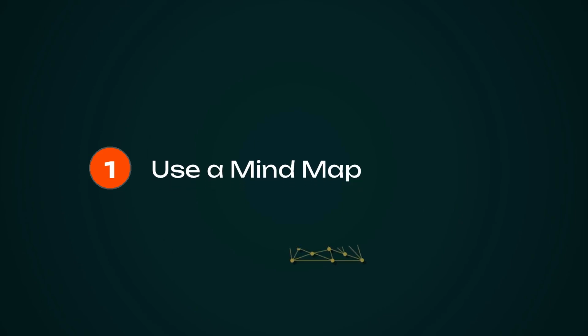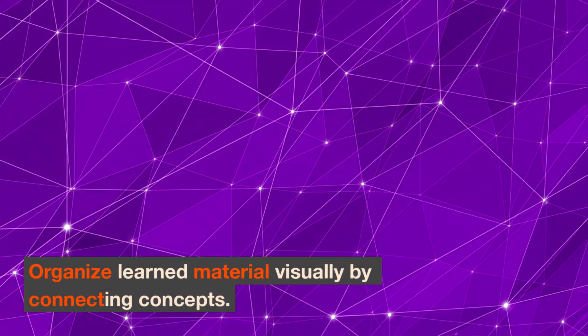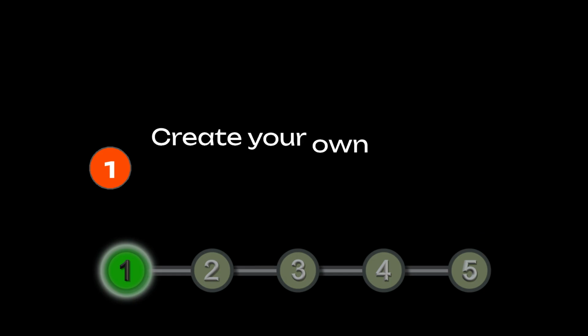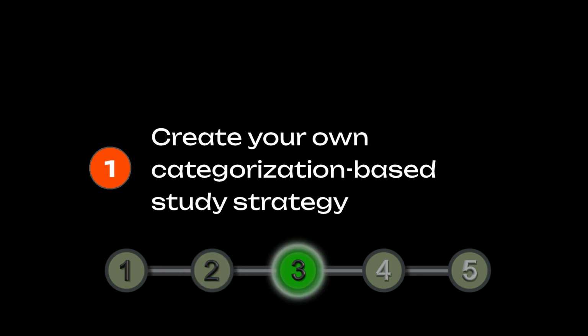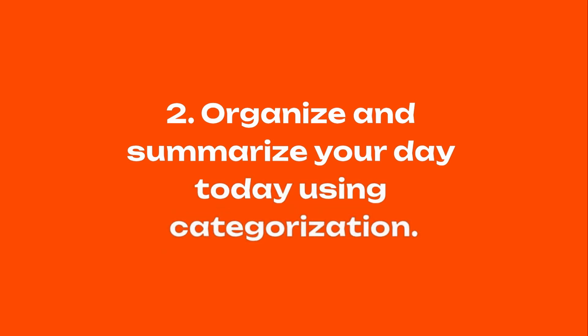3 categorization learning strategies. Use a mind map. Strategy: organize learned material visually by connecting concepts. Practice. 1. Create your own categorization-based study strategy by subject, by plan, or other criteria. 2. Organize and summarize your day-to-day using categorization.